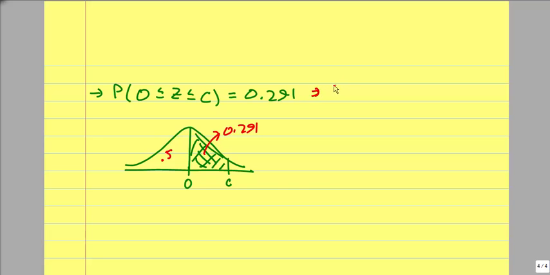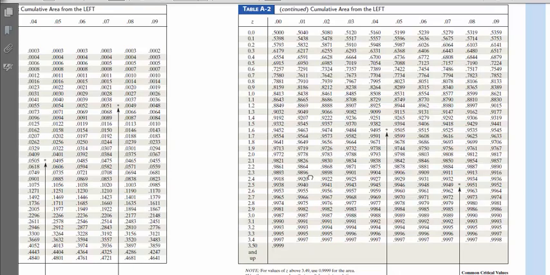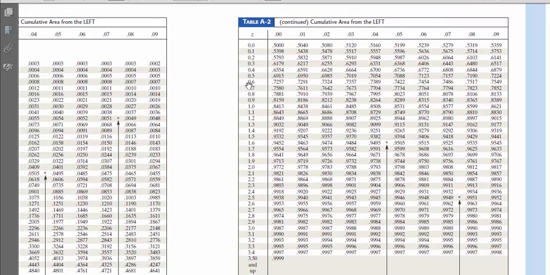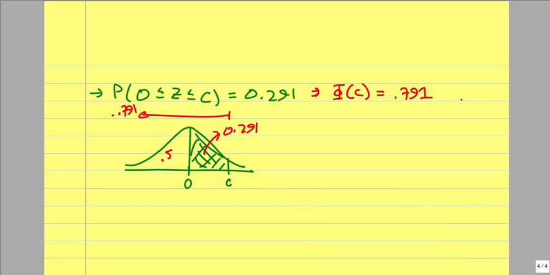So kind of using our logic here, if I look at phi of c, if I add these two together, the area to the left is 0.5 plus 0.291, which is 0.791. So let's go ahead and grab our normal tables again and let's look for 0.791. Now we can't always get exact. Oh, this one we do. 0.81. So I'm 0.81 standard deviations above the mean. And if you can't get exact values, you can go ahead and get to the closest value. So in this particular case, c is equal to 0.81.